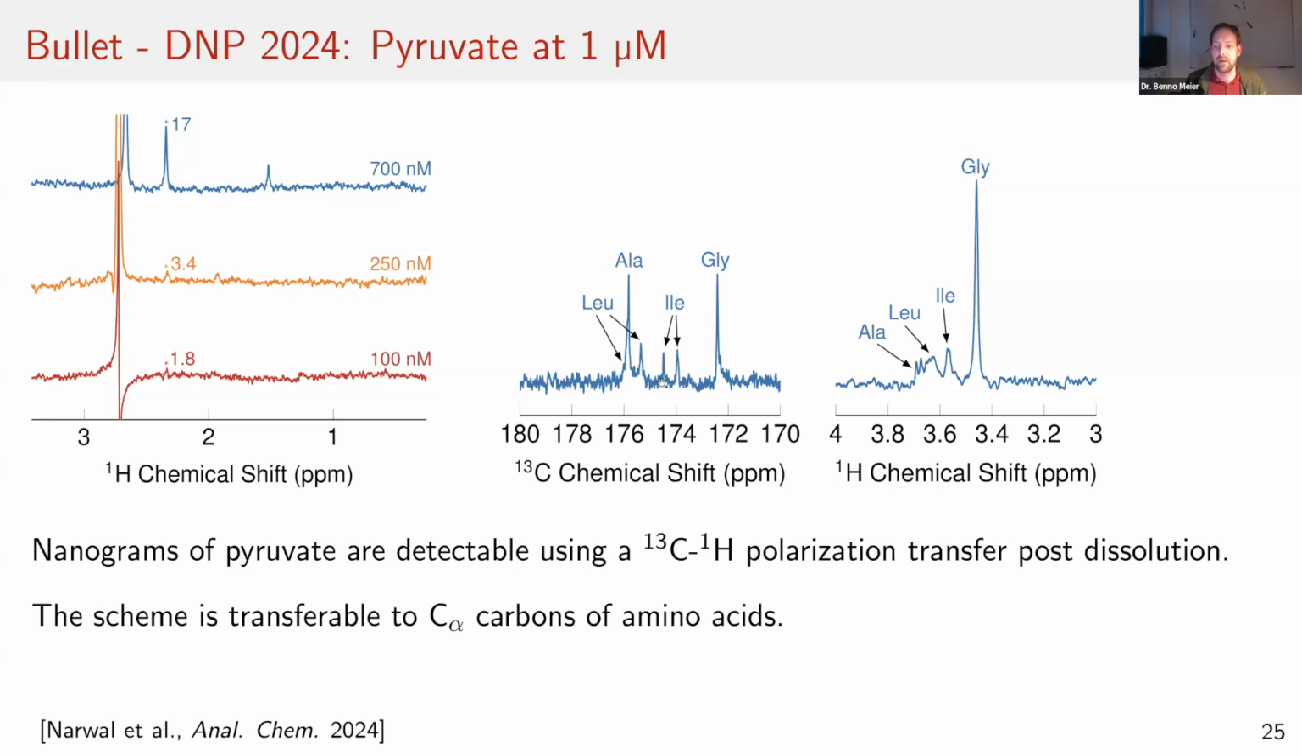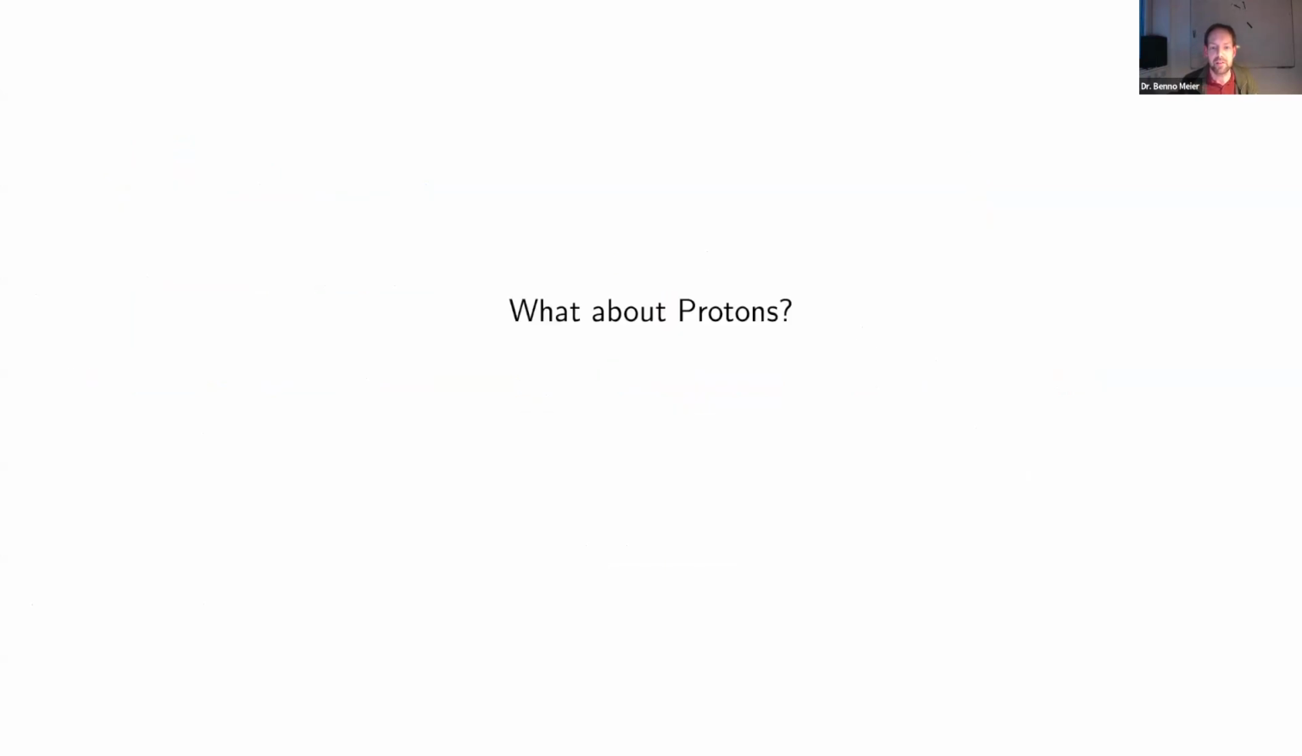Okay, that's very nice, and I think it's a very sensitive way to detect pyruvate. But of course, here we need the carbon label to begin with. So in other words, we need to already know what we have. And so the obvious question is, what about protons? What can we do with protons?